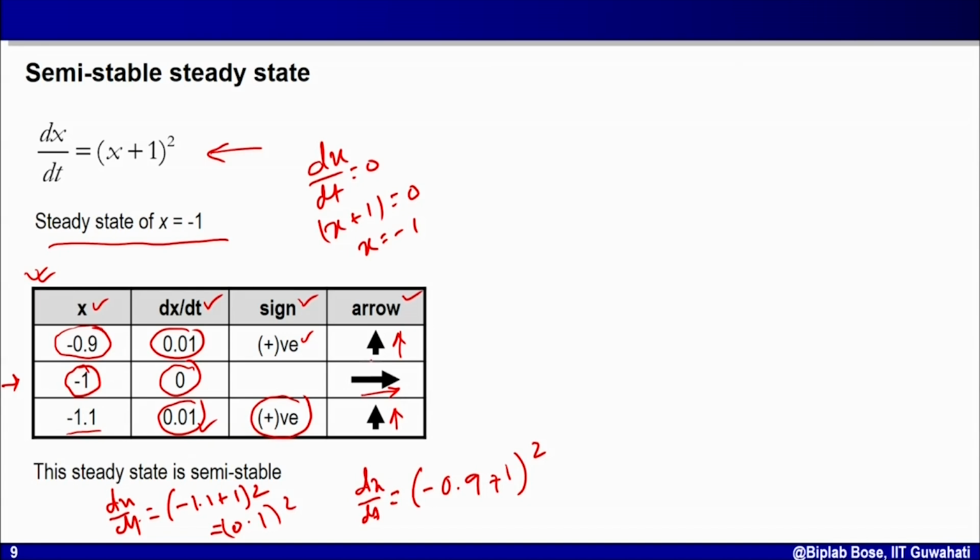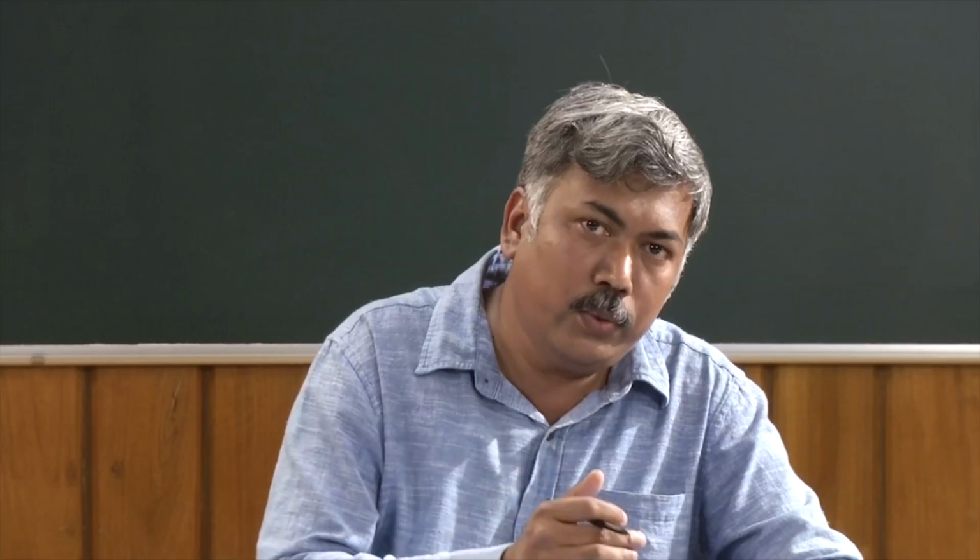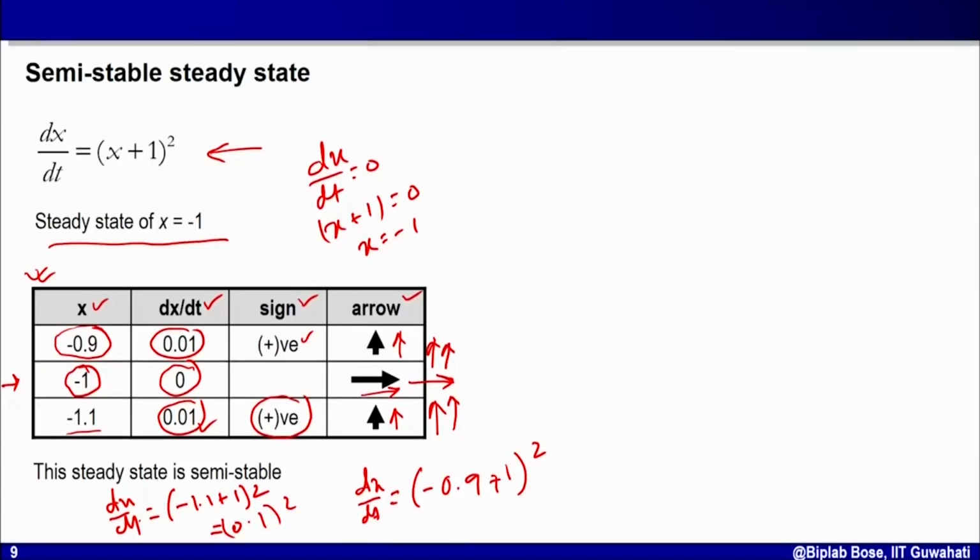So in this way, you can see here, this is the horizontal arrow representing the steady state. Two arrows, slightly lower value of x, slightly higher value of x: one is pointing towards the steady state, another one is going away from the steady state. So if you approach from one side, you will reach the steady state. If you start from another side, you will go away from the steady state. So this type of system is semi-stable.